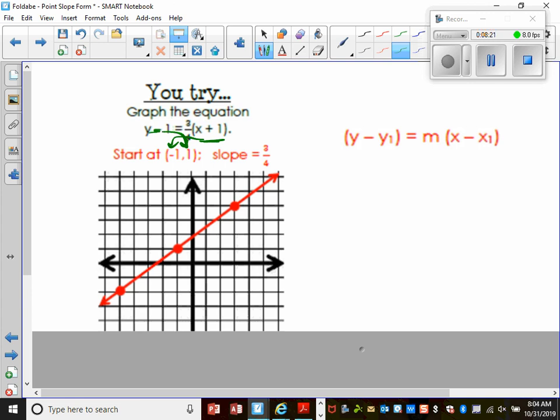All right, any questions on that? How to graph if you have the equation graphing in point slope form?